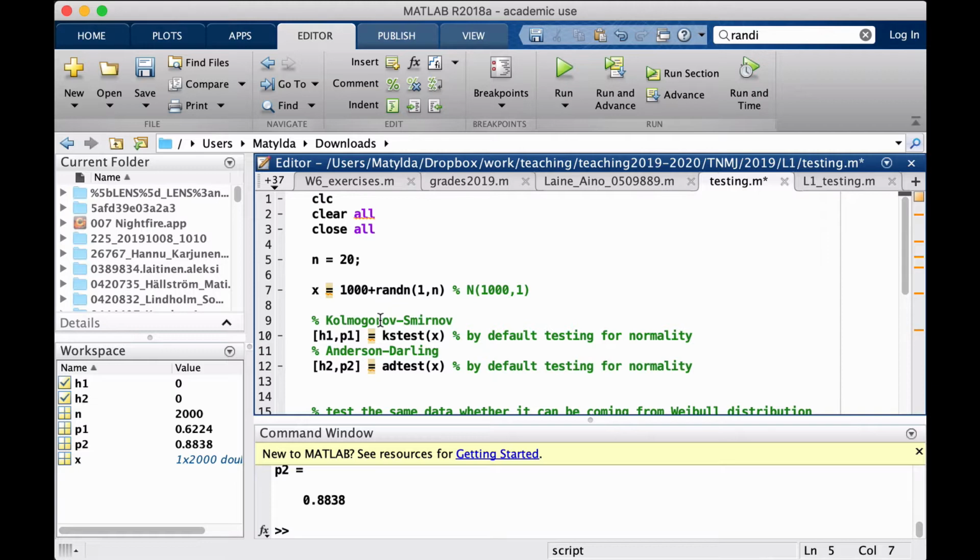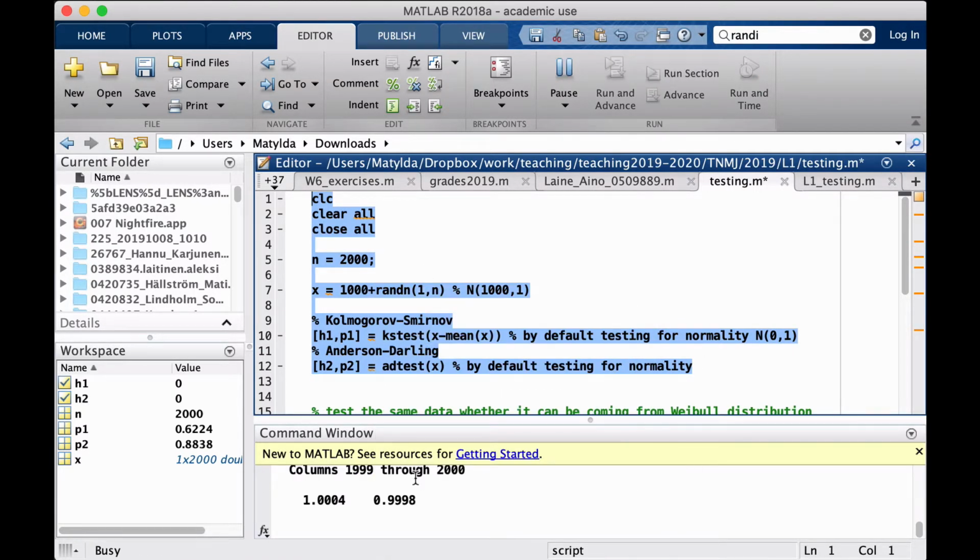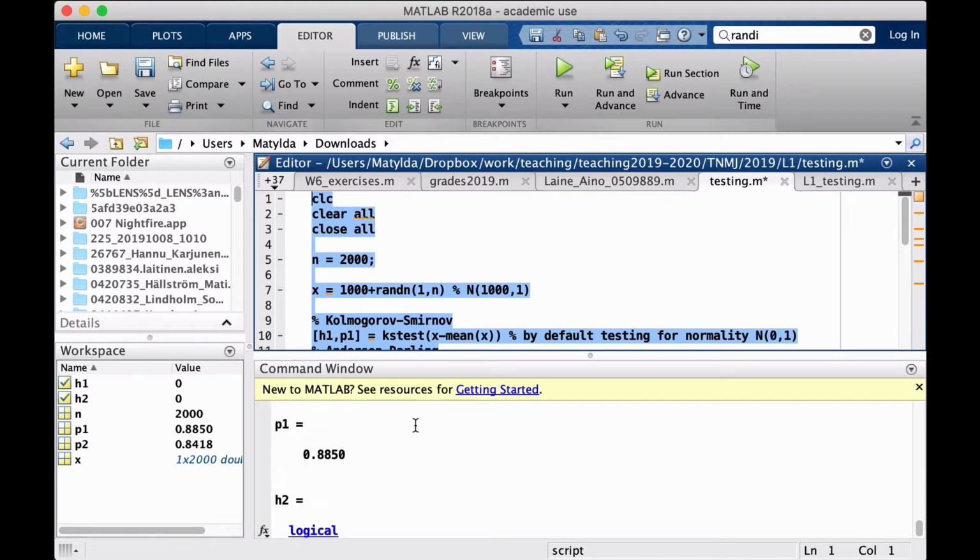Now the trick in here is that Kolmogorov-Smirnov actually always tests for normality, but for the standard normal distribution. So if I ran it now, even with big sample, it would actually reject normality, but it actually rejects the standard normality. So if I rescale my data by the mean value, then it should actually accept it. So let's see, we run this piece. And so we have now accepted normality from both tests. So this was Kolmogorov-Smirnov and Anderson-Darling.